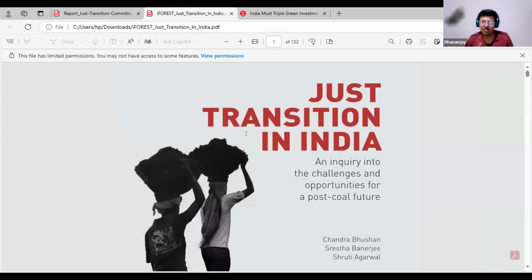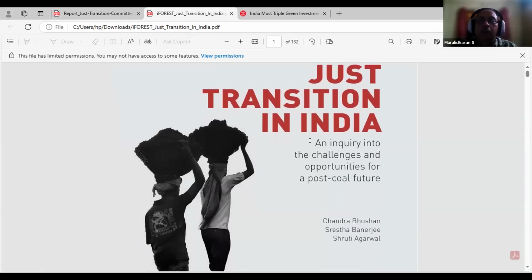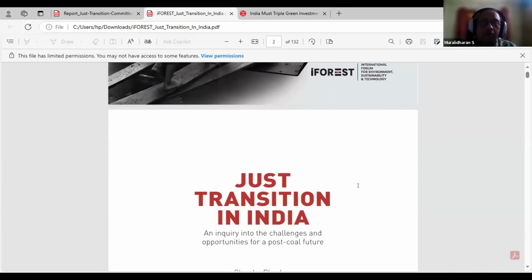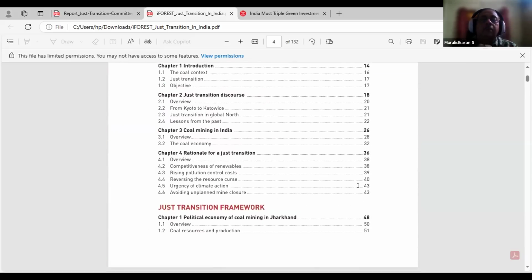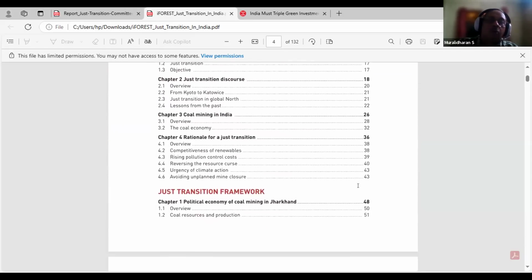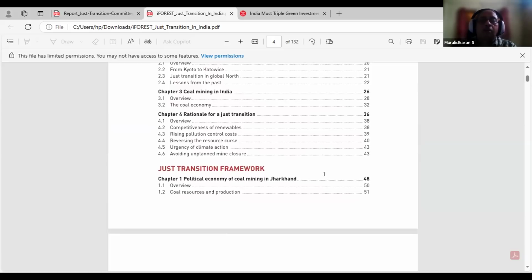And there is one more report from iForest, about just transition and an inquiry into the challenges and opportunities of a post-coal future. This has again been documented. It's available, freely downloadable, and it gives everything we have discussed about the coal mining issues.